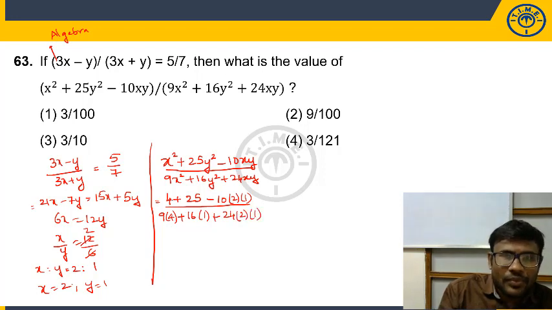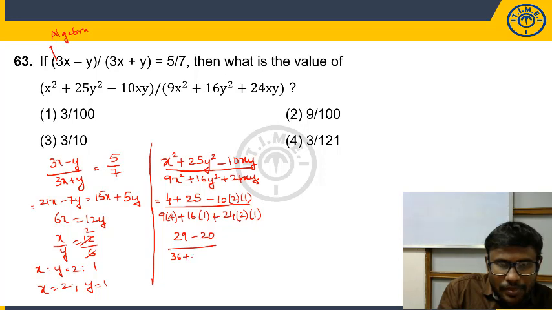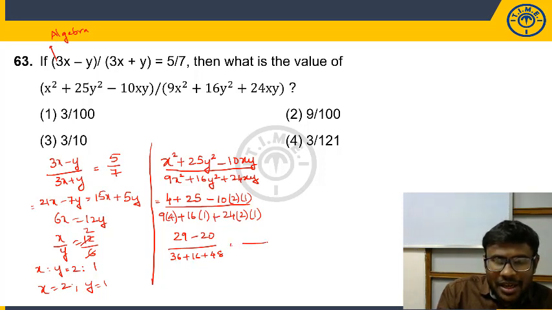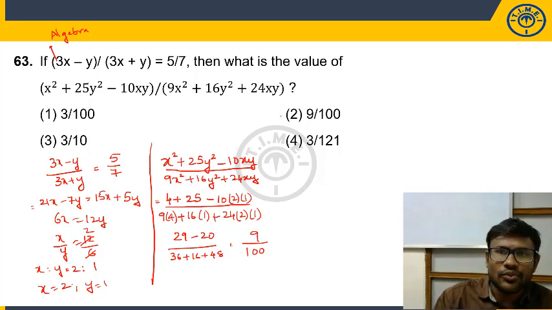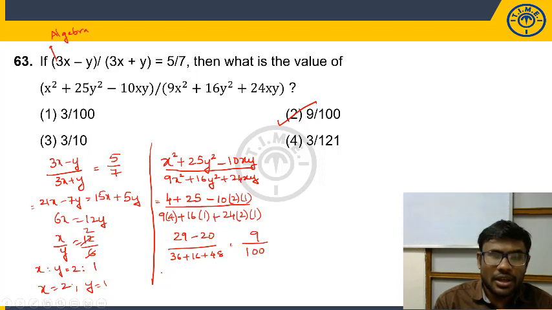So it is 29 minus 20 by 36 plus 16 plus 48. So 36 plus 16 is 52, 52 plus 48 is 100. So the denominator is 100 and the numerator is 9. So your answer is 9 by 100. Option number 2 is the answer. Is that clear? Okay. Let us get into the next question.